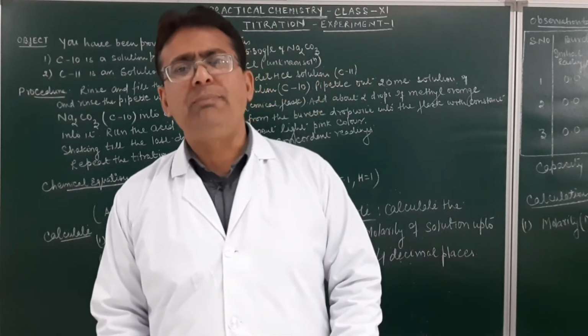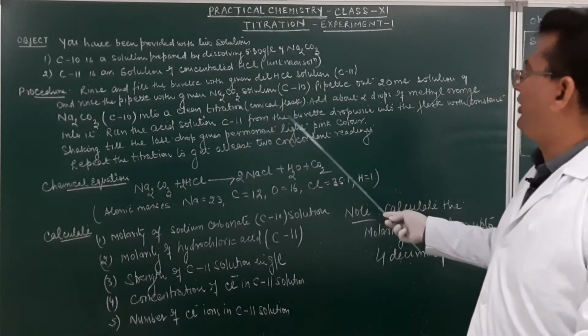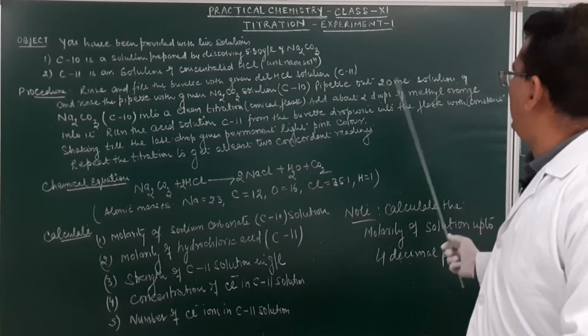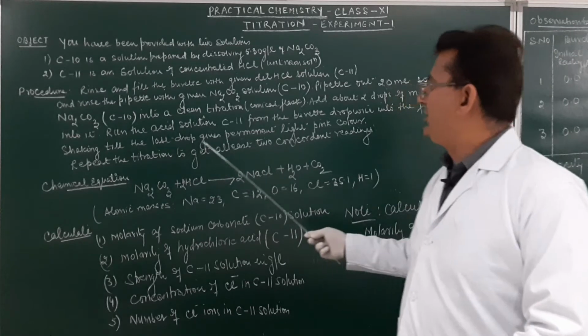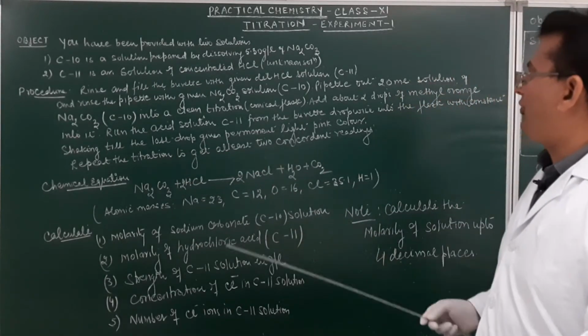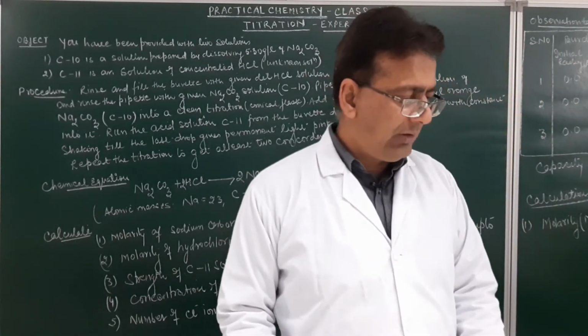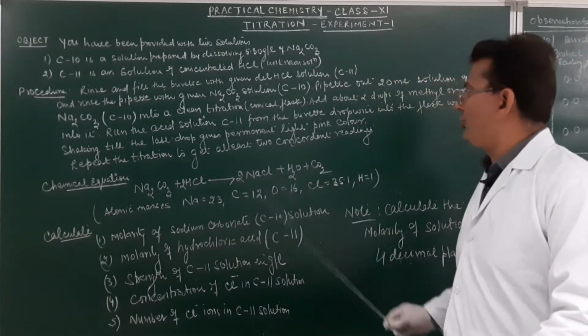You will be observing the pink color in the titration flask. So run the acid solution from the burette drop-wise into the conical flask with constant shaking till the last drop gives a permanent light pink color. Repeat the titration to get at least 2 concordant readings. So we will be repeating the titration to get at least 2 concordant readings.